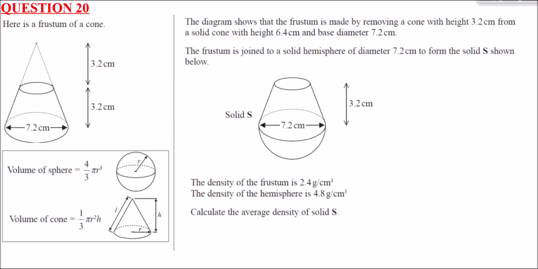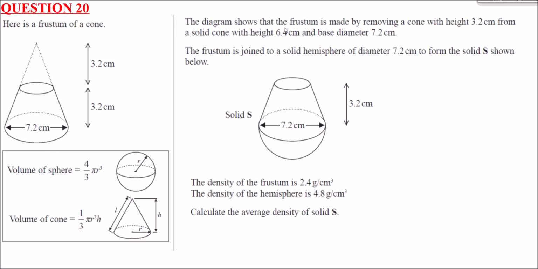Question 20 is a fairly hard question relating density, mass and volume, and also volume, area and linear ratios. So we've got here what's called a frustum of a cone. A frustum is just the bottom bit of a cone if the top bit of a cone was sliced away. So this dotted line and the bottom bit represents the original cone, and the dotted bit is just what's been cut away from the top.